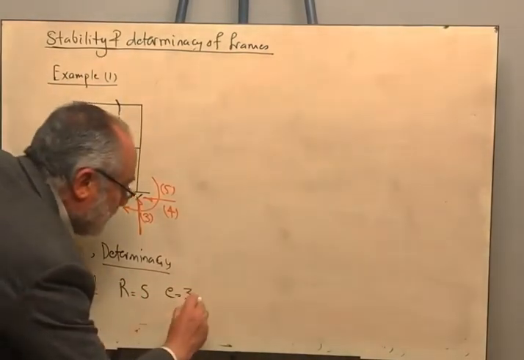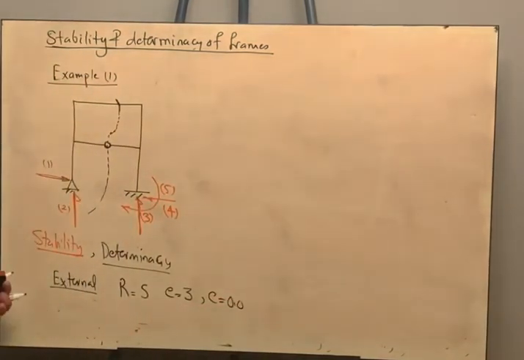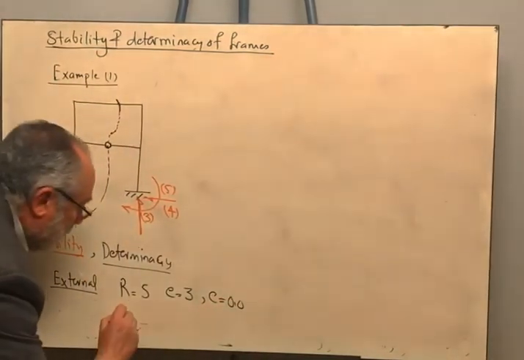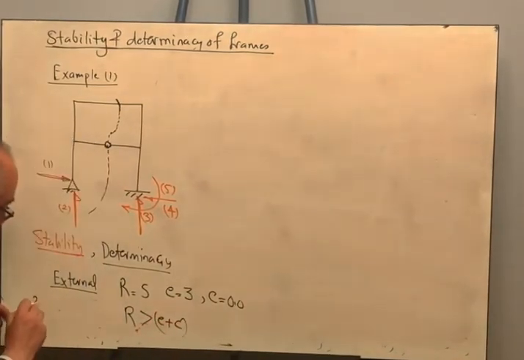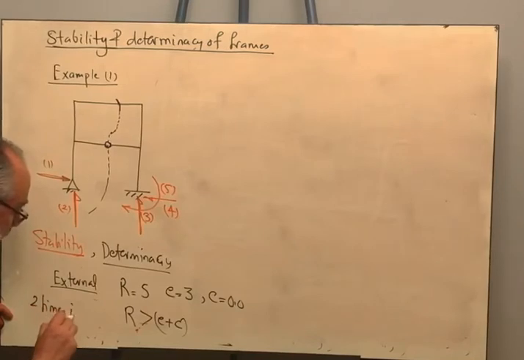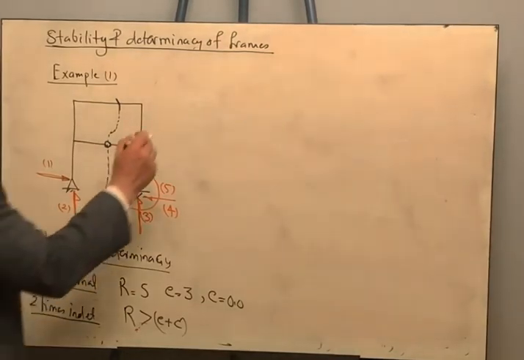So I will say here, the condition equation is equal to 0. Therefore, we are having R bigger than E plus C. Therefore, it is 2 times externally indeterminate. But how about internal?